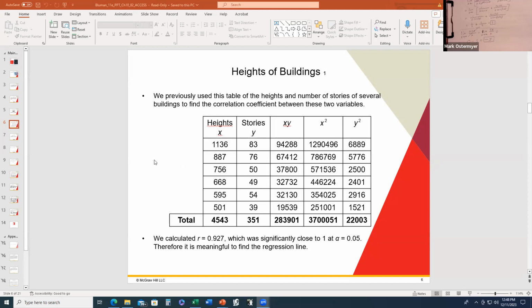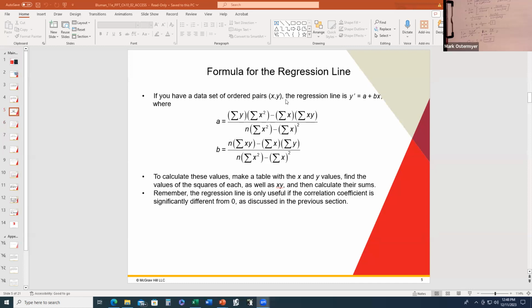Well, ladies and gentlemen, we're also going to need these summation values to compute the regression equation. As you can see, there are plenty of summations in computing the slope and the y-intercept of this equation.